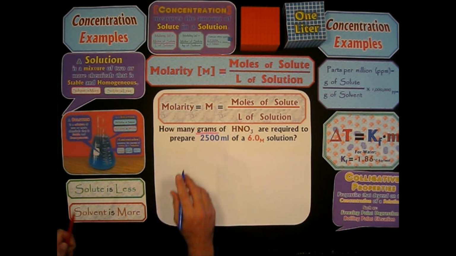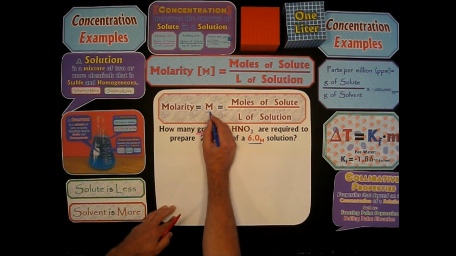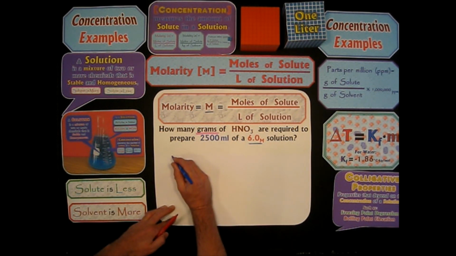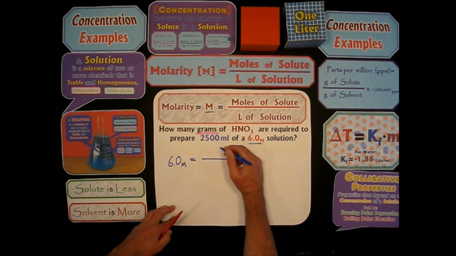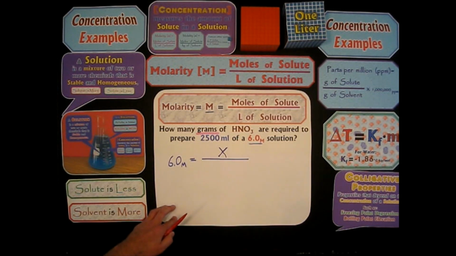If we've got molarity, well, we've got that. This right here is the molarity, so make sure to put that in the correct place. 6.0 molar, remember I could also put moles per liter, but this is the easier way to write it, equals, and then I need my numerator and my denominator. I'm solving for moles, so I'm just going to put an X right here. This is what I'm solving for.